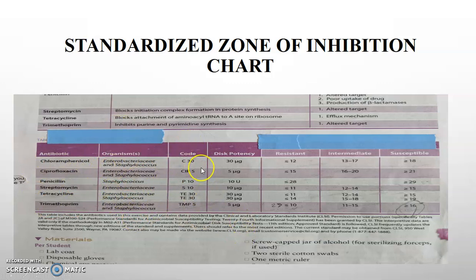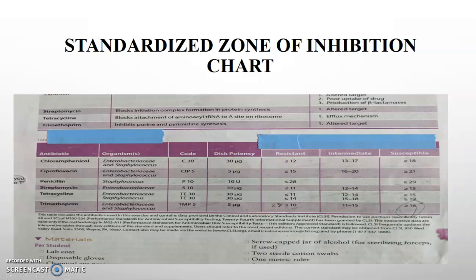The code, if you remember, those little antibiotic discs are really, really small, and we can't fit the entire antibiotic name on them, so they're all stamped with their little codes like C30 or CIP5. Disc potency. This is just how much medication is in that little disc. And then these are the ranges for the zones of inhibition.